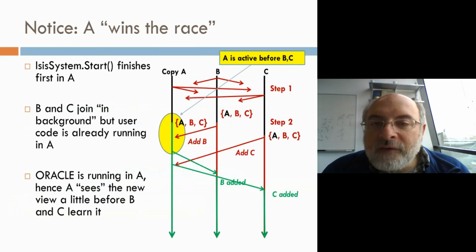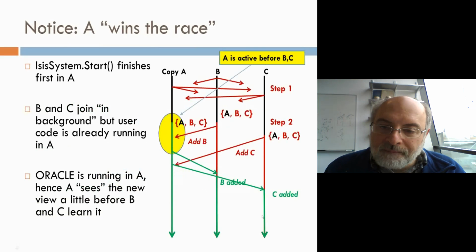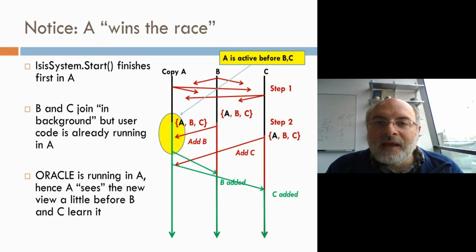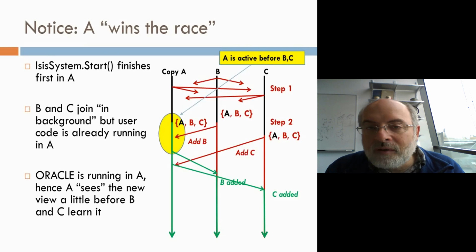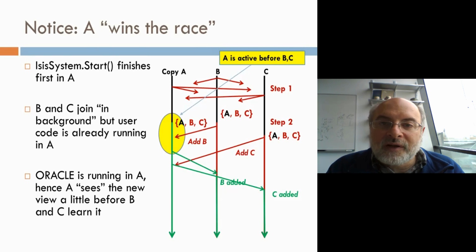Okay, so now let's take a quick look at the picture from before. If you remember, there is a little bit of time during which A is active before B and C. And during that period, what really happens is A becomes the leader of the ISIS oracle. The oracle might also run in B and C. In ISIS, you can tell me how many copies of the oracle to run for fault tolerance. 2 or 3. 3 is common, actually, and it's the default. You could set it to 1 if you wanted to.